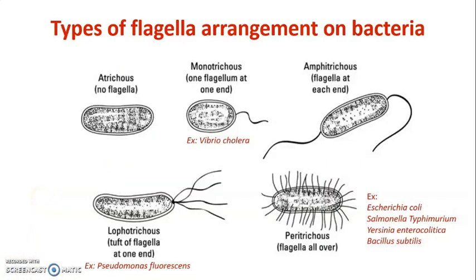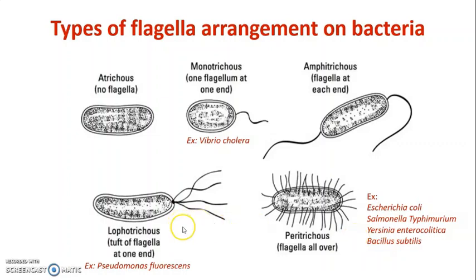Here's just showing you different types of flagellar arrangement on bacterial cells. One of the examples that I want to highlight here is Vibrio cholerae, where it possesses only one flagellum at one end. Most foodborne pathogens have a peritrichous flagellar arrangement like this, where there are multiple flagella around the edge of the cell. E. coli, Salmonella typhimurium, Yersinia, and Bacillus are some of the examples.